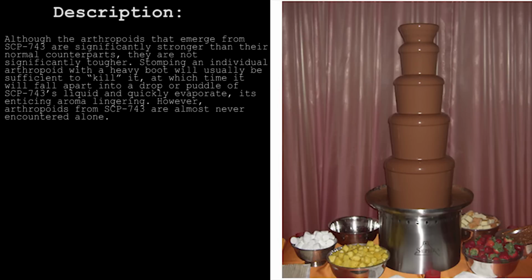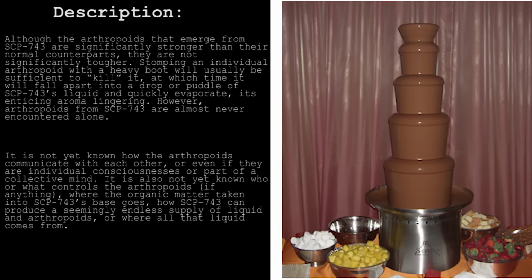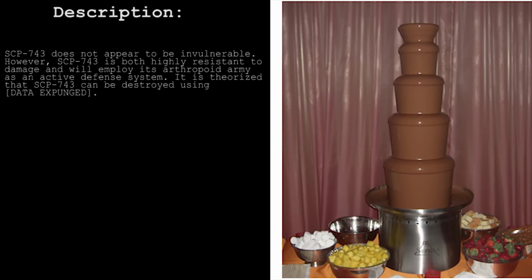However, arthropods from SCP-743 are almost never encountered alone. It is not yet known how the arthropods communicate with each other, or even if they are individual consciousnesses or a part of a collective mind. It is also not yet known who or what controls the arthropods, if anything, where the organic matter taken into SCP-743's base goes, how SCP-743 can produce a seemingly endless supply of liquid and arthropods, or where all that liquid comes from. SCP-743 does not appear to be invulnerable.